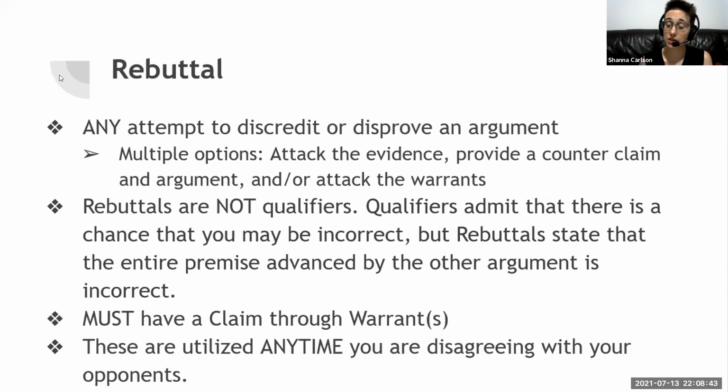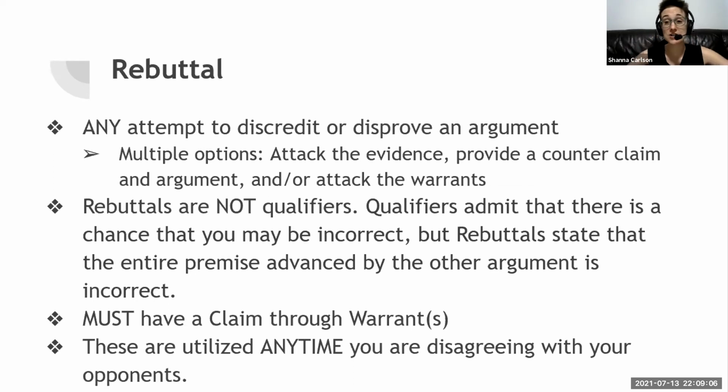A rebuttal occurs anytime that you say your opponent is wrong. So anytime your opponent says yes, and you say no, your rebuttal is no. Okay? A rebuttal must have claim, evidence, warrant, and qualifier when necessary.